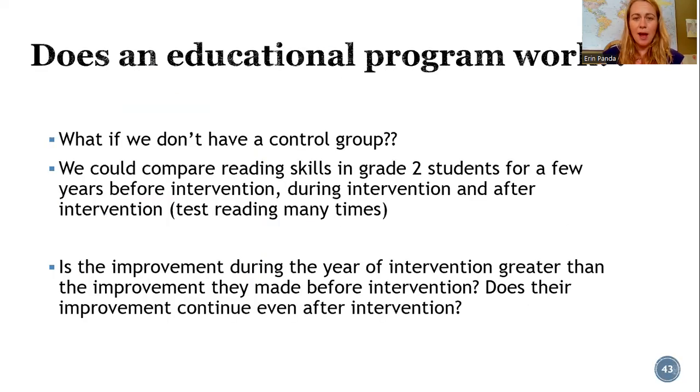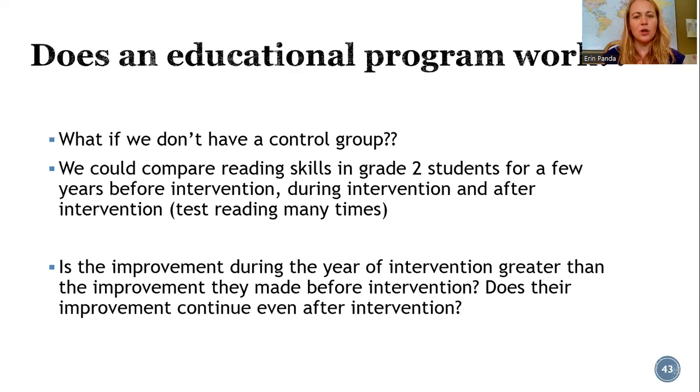Okay, I'm going to show you one final way that we could determine whether an educational program works and how we would do this if we can't have a control group. So if it's not possible to compare it to kids that don't receive intervention, what we could do is measure reading outcomes at many points in time. So we could take our grade 2 kids that are struggling readers and give them intervention in grade 2. But if we could also have measures of their reading at many points in time before they get intervention, maybe even many points in time during the intervention, and then at many points in time after the intervention.